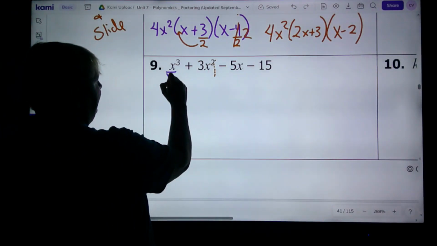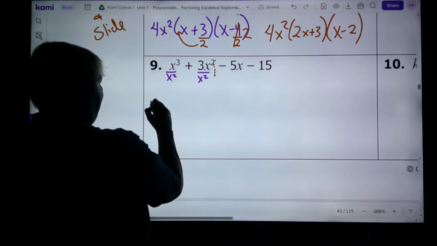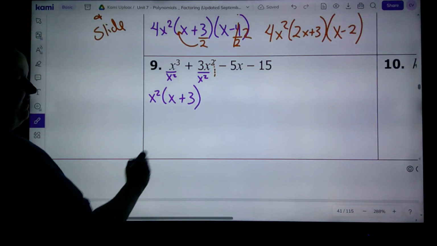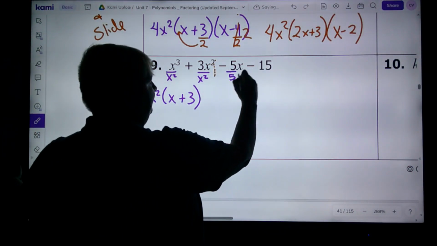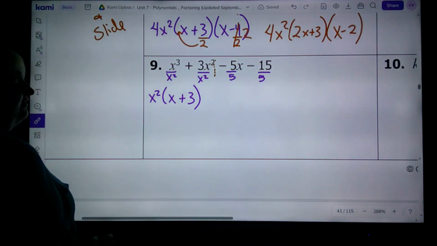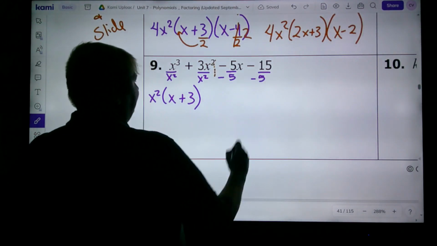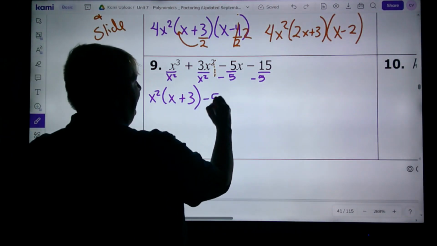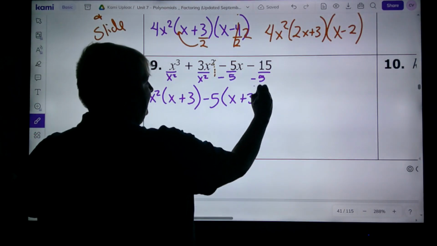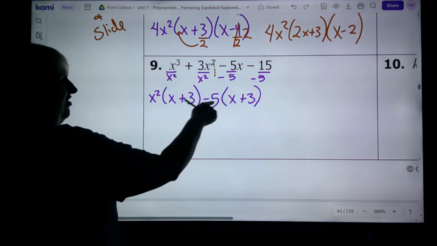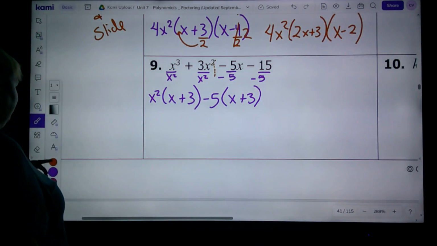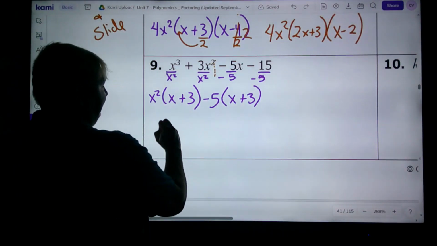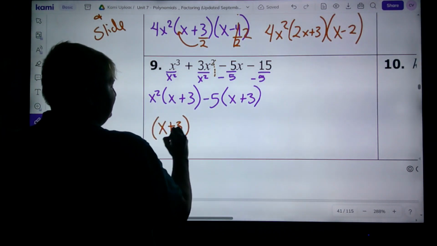I can take x squared from here, and I'm left with x plus 3. And I can take 5 from here. We need it to be a negative 5. If we're going to have a positive x and a positive 3, we need it to be a negative 5. And that's going to leave us with x plus 3. If it hadn't given us our common binomial, we would have had to rearrange them and try a different method. Right? But it did work out.